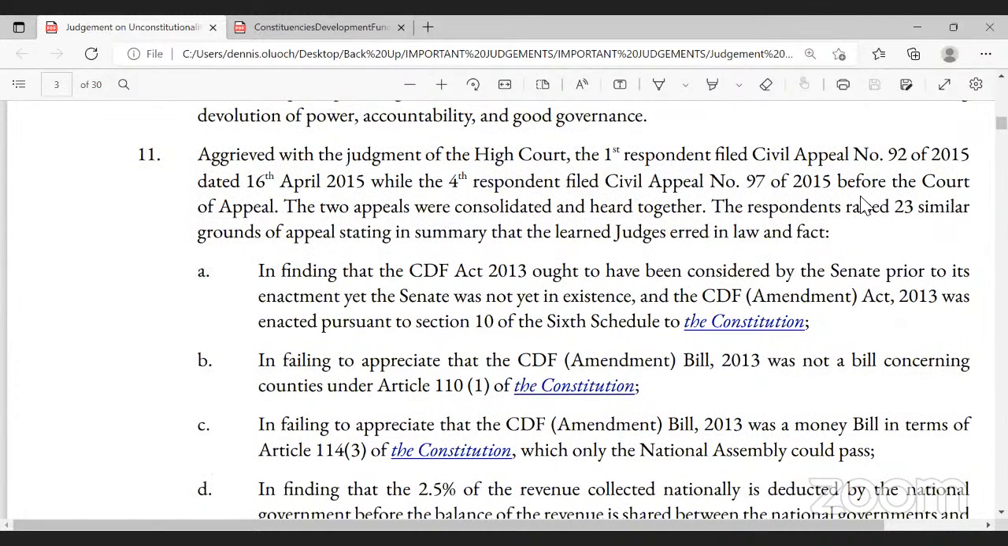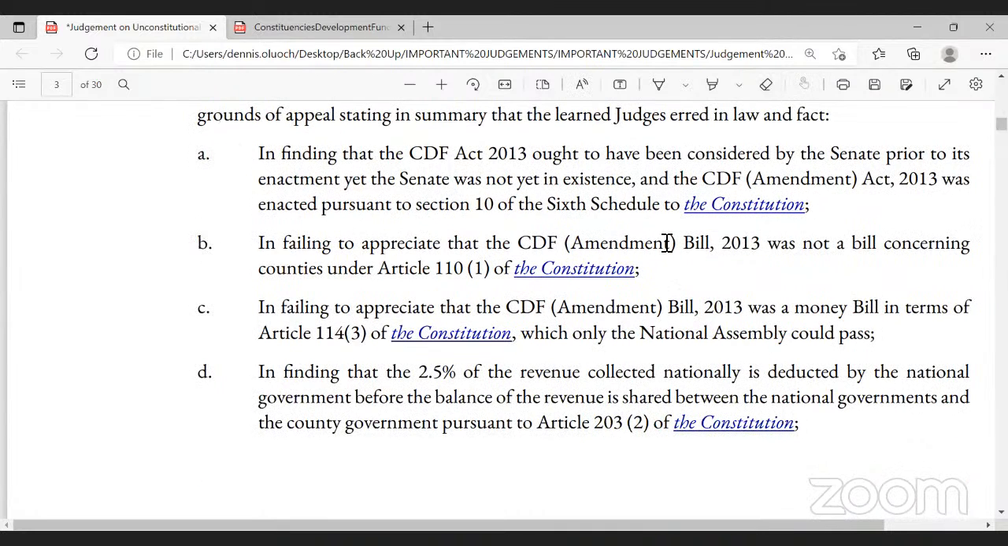The respondents raised 23 similar grounds, stating in summary that the learned judges erred in law and fact. The 23 grounds are summarized and listed there, and you will be able to see them. When the two appeals were consolidated, the 23 issues were consolidated as well.